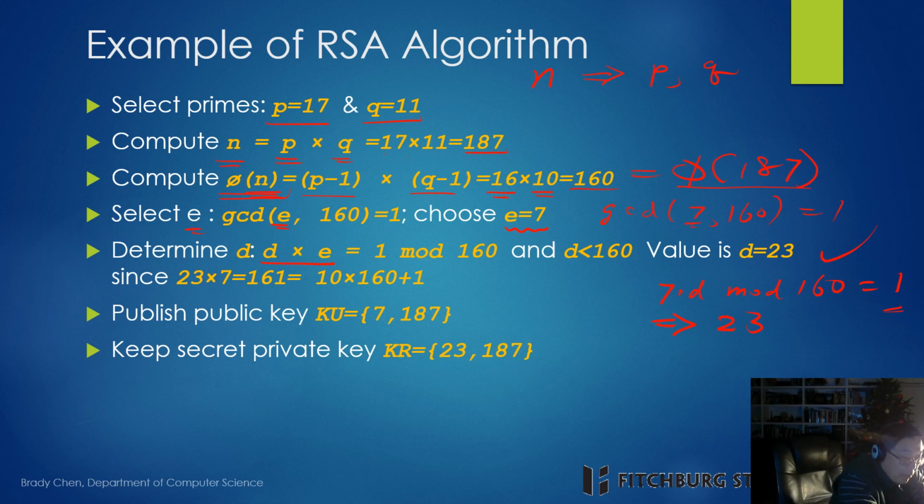So we can create a public key PU, it's 7 and 187. And the PR, the private key, is 23, 187.